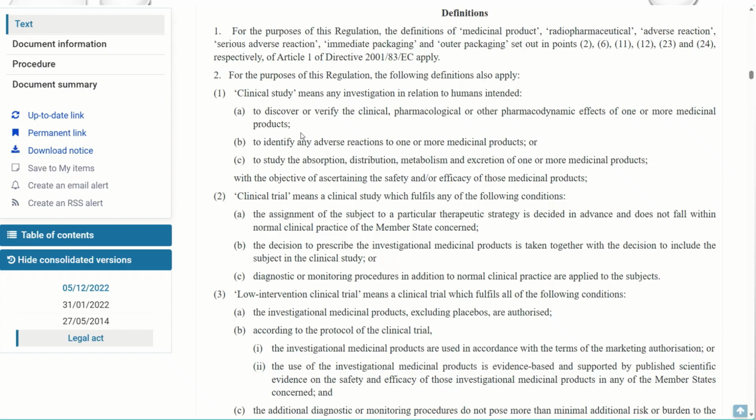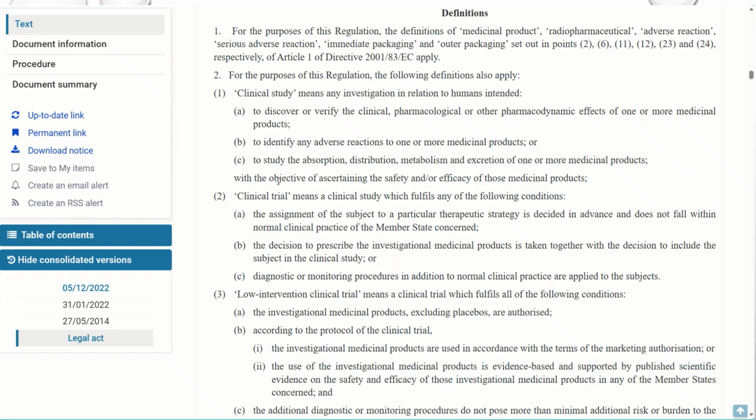So a clinical study is any investigation that involves human beings. So it says here, any investigation in relation to humans. So anything that involves human beings is a clinical study. The word clinical refers to human clinical studies. Non-clinical and preclinical relates to animal studies.